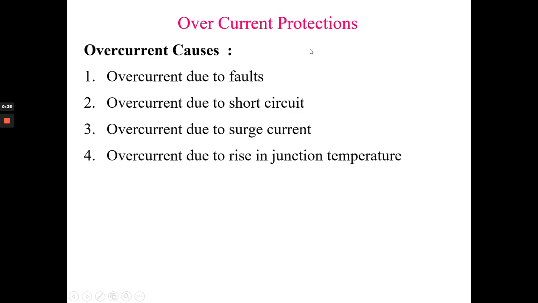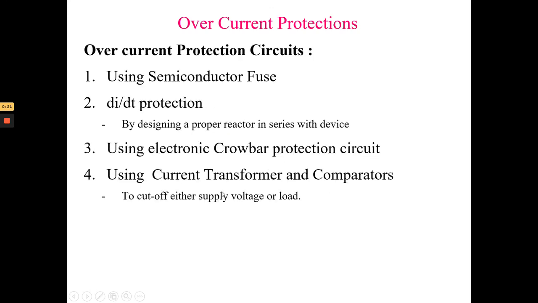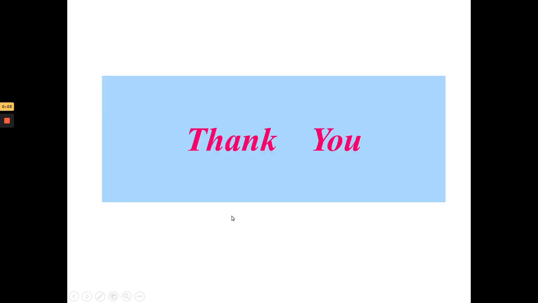Now we'll see overcurrent protections. Overcurrent is caused by faults, short circuit, surge current, and rise in junction temperature. Now we'll see overcurrent protection circuits: using a semiconductor fuse, di/dt protection by designing a proper reactor in series with the device, using an electronic crowbar protection circuit, and using a current transformer and comparators to cut off either the supply voltage or the load.